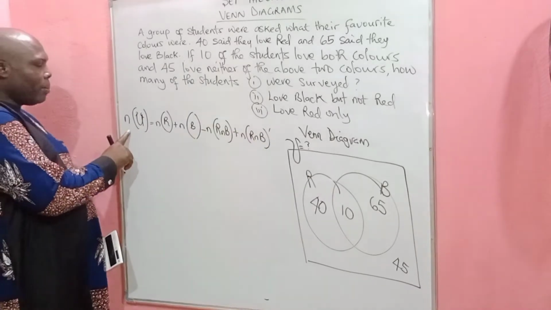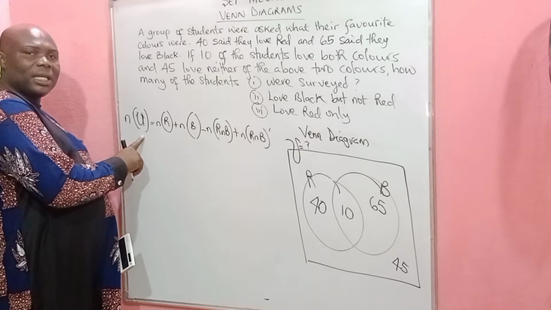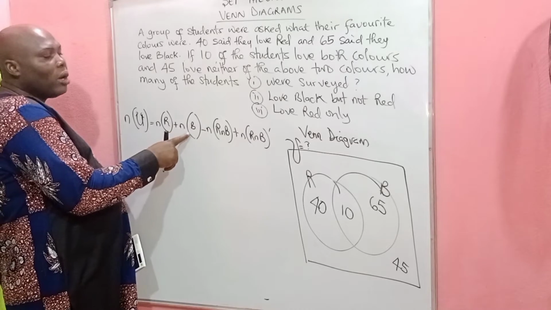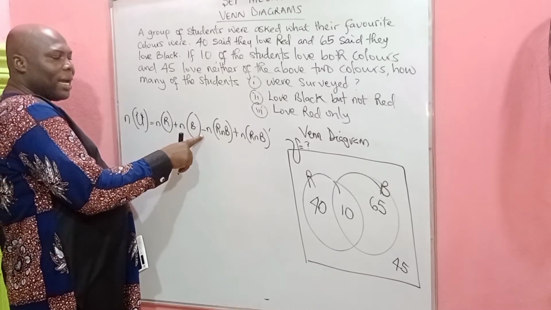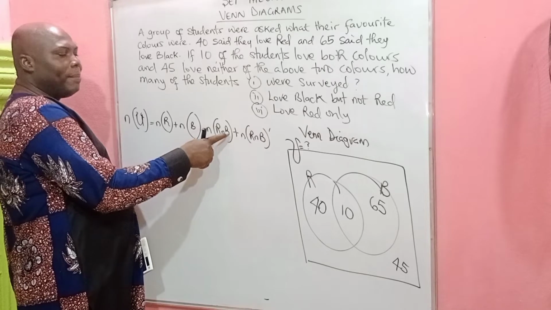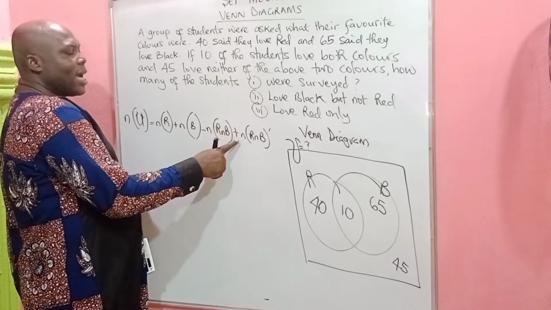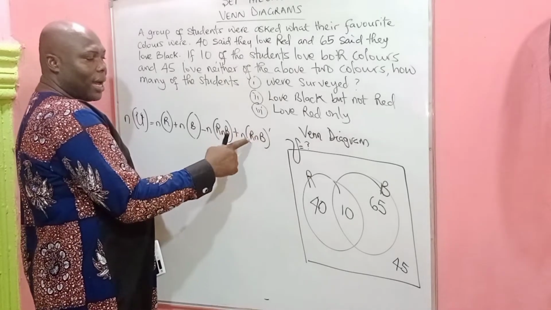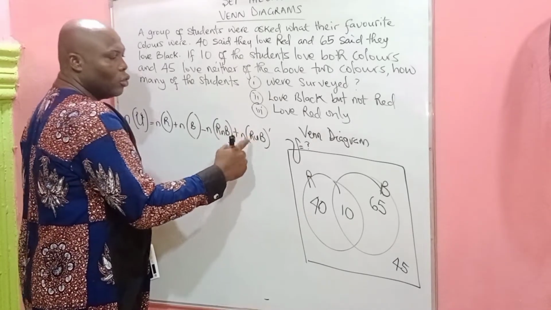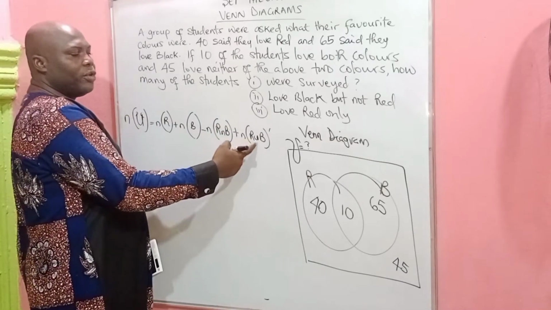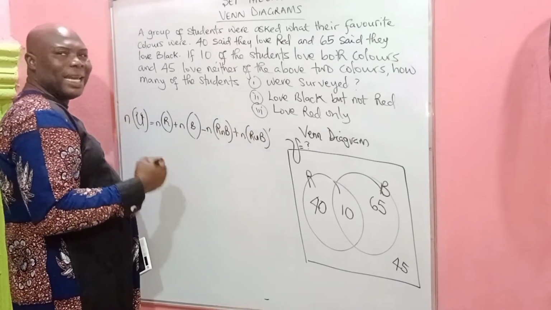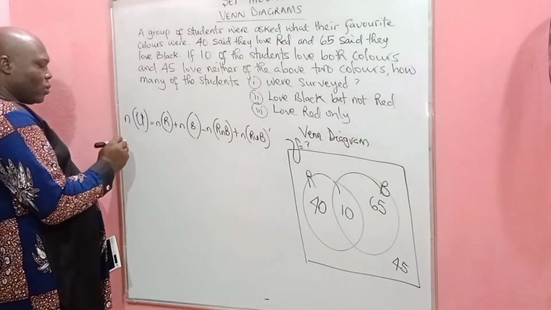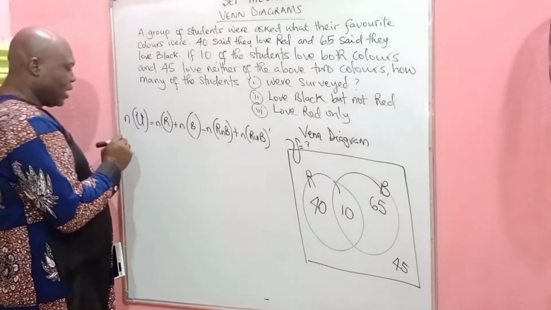Alright, so the cardinality of the universal set will be equal to the number of all those that love red plus the number of all those that love black minus the number of those that love red and black, that's red intersection black, and then the number of those that do not love red and black. That's the number of red union black, complement, meaning that they do not love red and black, so they are outside. So we are going to have that equal to the number of the universal set. It wasn't given, it's what we are looking for.